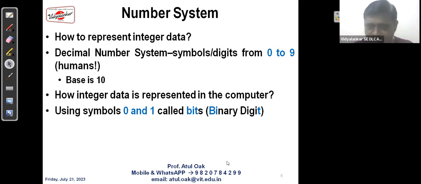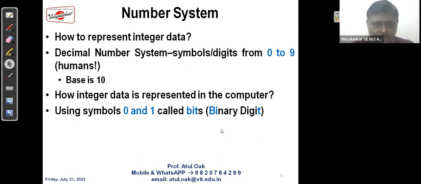And what is a bit? It's basically a full form, binary. From that we take bi, and digit, from that we take t, so it is called bit. Bit, that is binary digit. And plural is bits. Of course, multiple is bits.